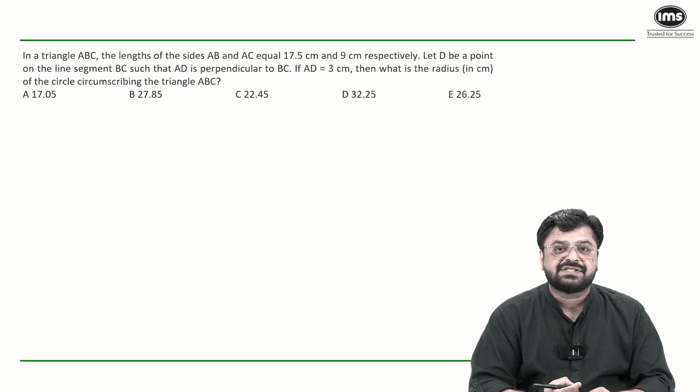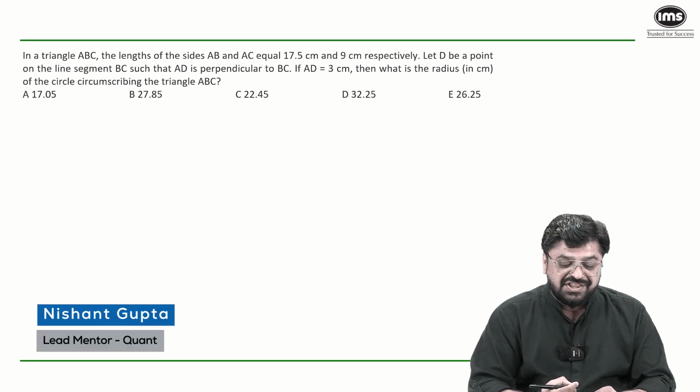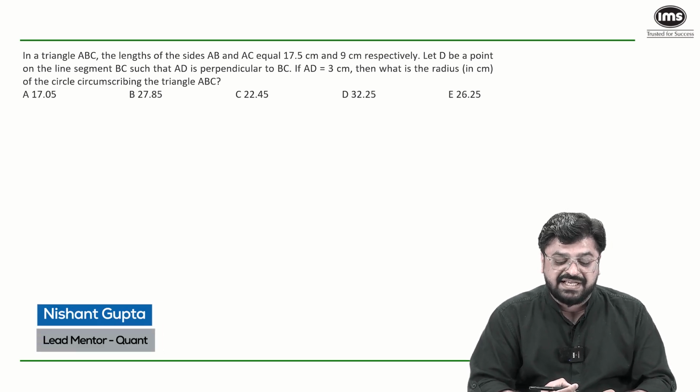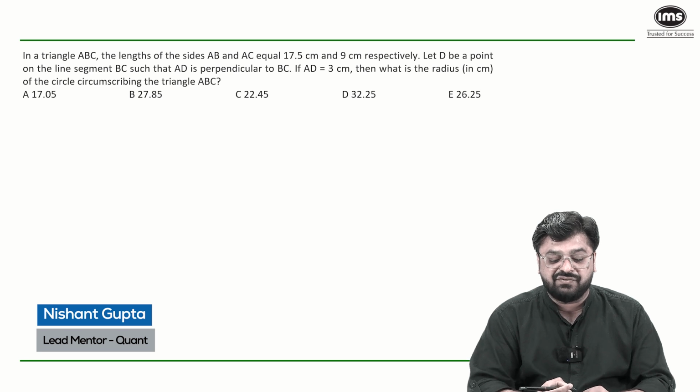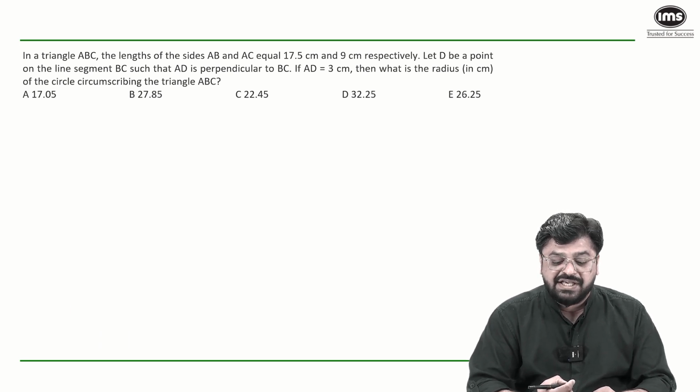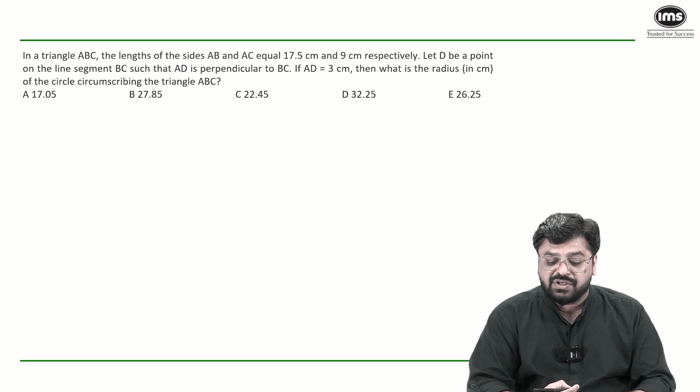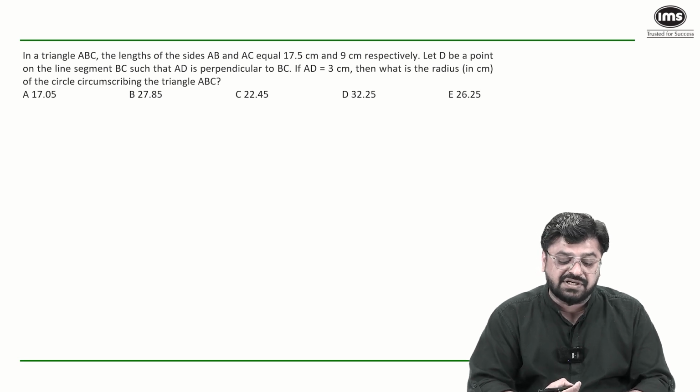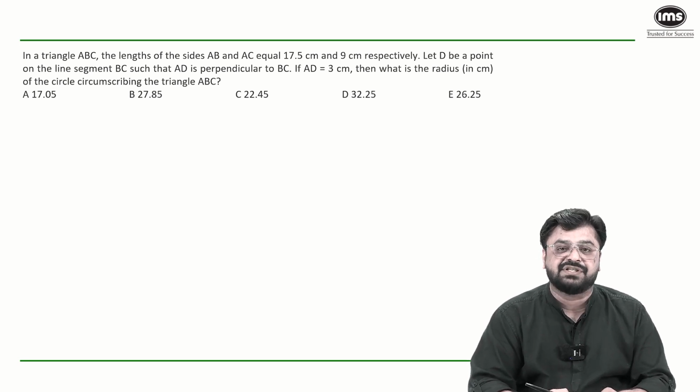In a triangle ABC, the length of the side AB and AC equals 17.5 and 9 centimeters respectively. Let D be a point on the line segment BC such that AD is perpendicular to BC. If AD is 3, then what is the radius in centimeters of the circle circumscribing the triangle ABC?